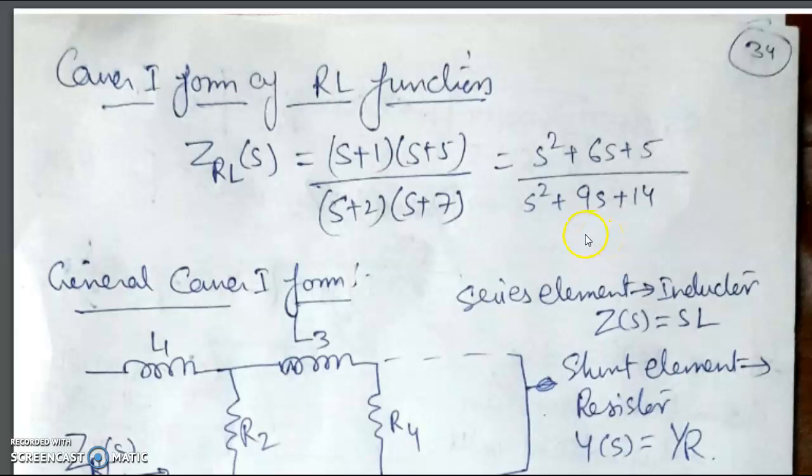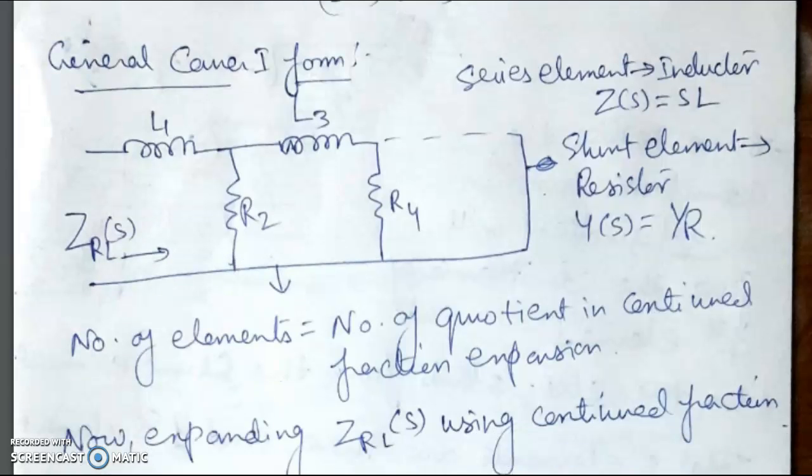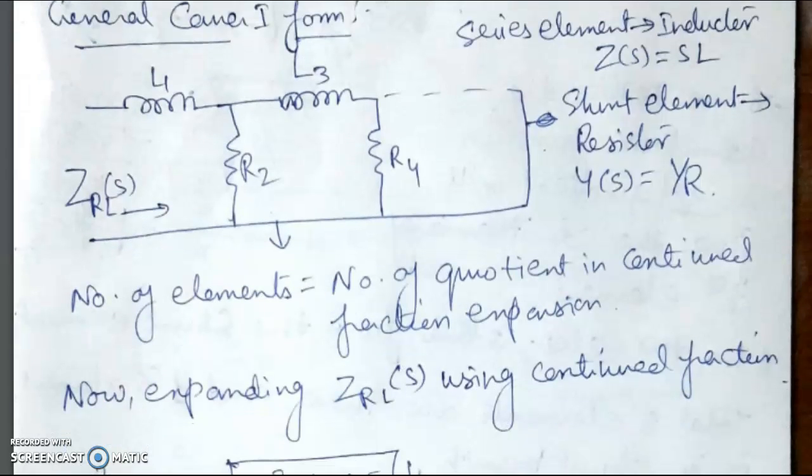So the general Cauer 1 form of RL network is: the series element will be an inductor, defined by its impedance, that means Z = sL, and the shunt element will be a resistor, defined by its admittance, that means Y = 1/R. As in the case of LC and RC networks, for the RL network also the Cauer form is a ladder network in which the series element will be an inductor and the shunt element will be a resistor. The number of elements in the ladder network is equal to the number of quotients in the continued fraction expansion.